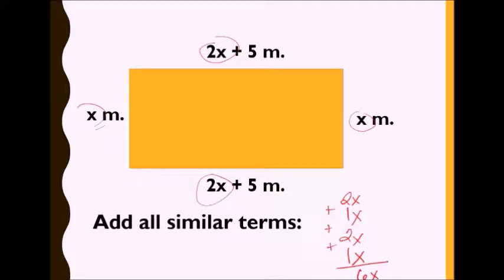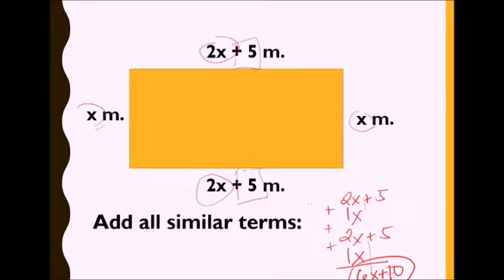Okay? So, another set of similar terms, syempre, yung constants natin, no? So, isulat lang natin yung 5 na kasama naman talaga ng 2x natin. Hindi lang natin sinulat agad. Okay? And silang dalawa lang ang pwede nating i-add. No? So, we have 5 plus 5. So, this one is positive 10. So, therefore, the sum of all the similar terms will be 6x plus 10.